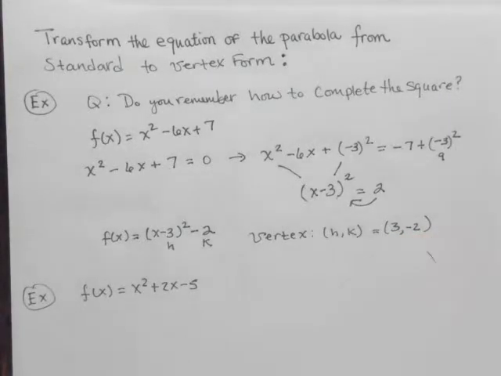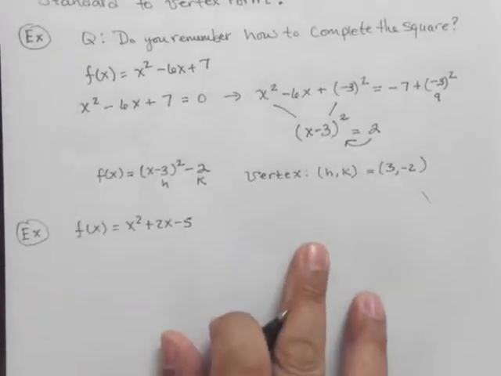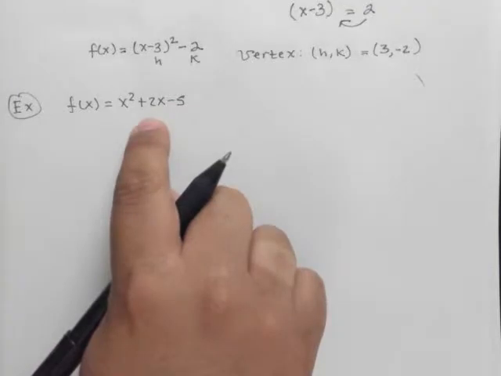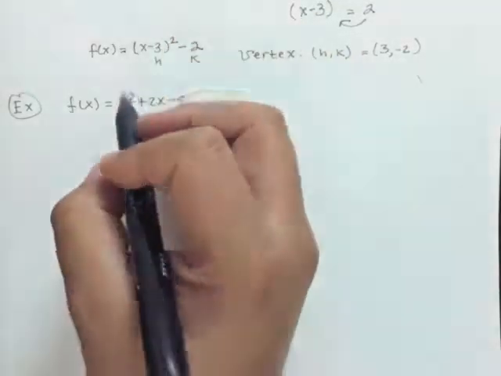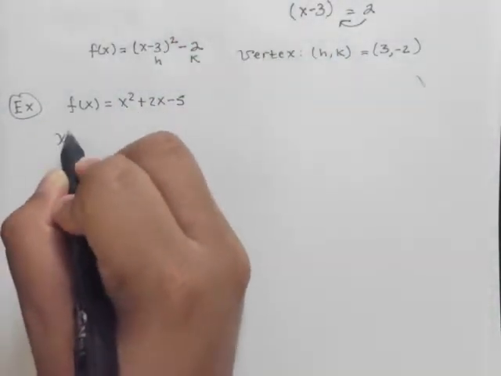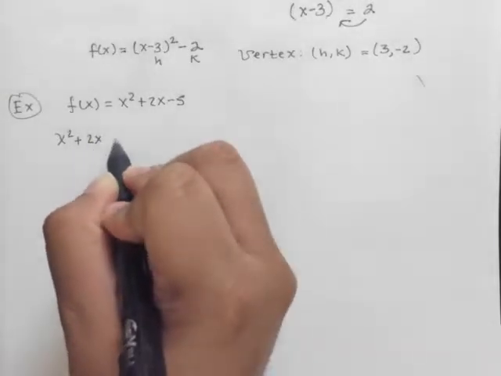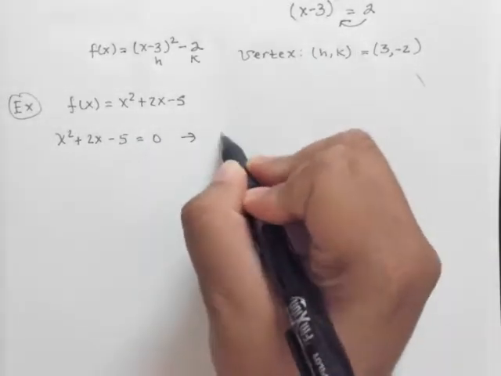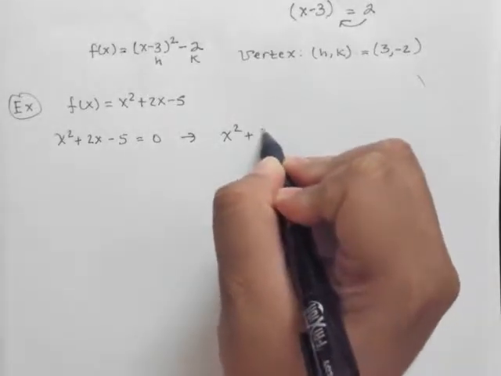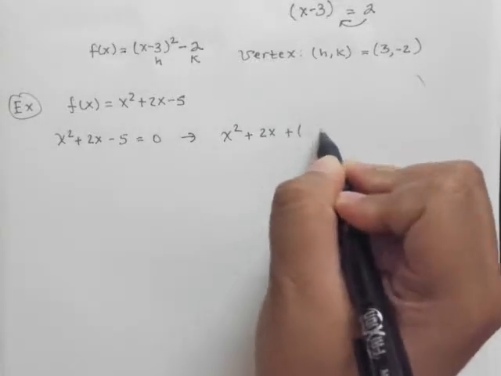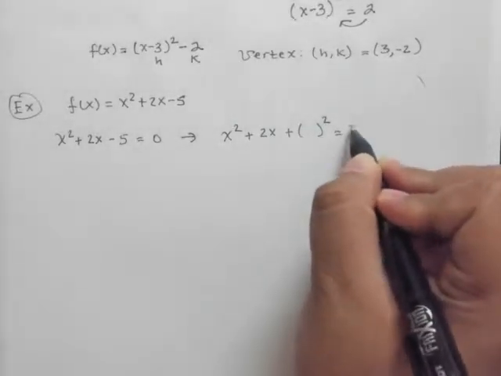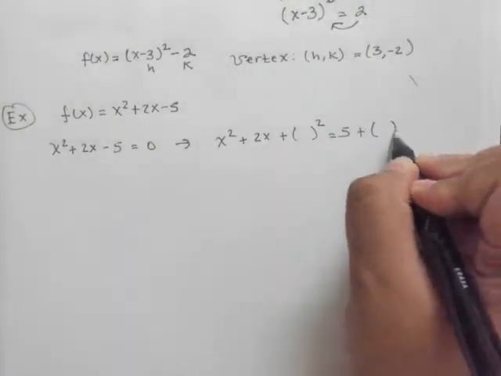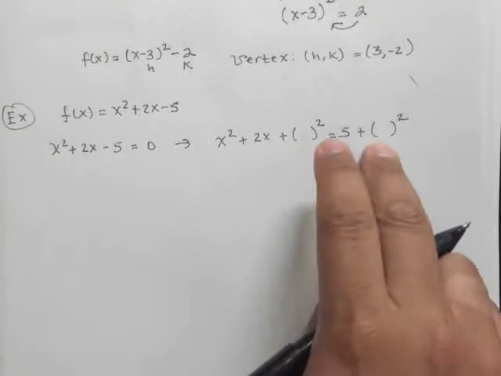All right, I think it's probably helpful to look at one more example. So we're going to go ahead and do that, and again follow the same process that we did in the previous example. So I'm going to say x squared plus 2x minus 5 equals 0. And then x squared plus 2x plus parentheses square equals a positive 5, because this moves to the other side and changes its sign, and then plus parentheses squared. What you do to one side, you do to the other.